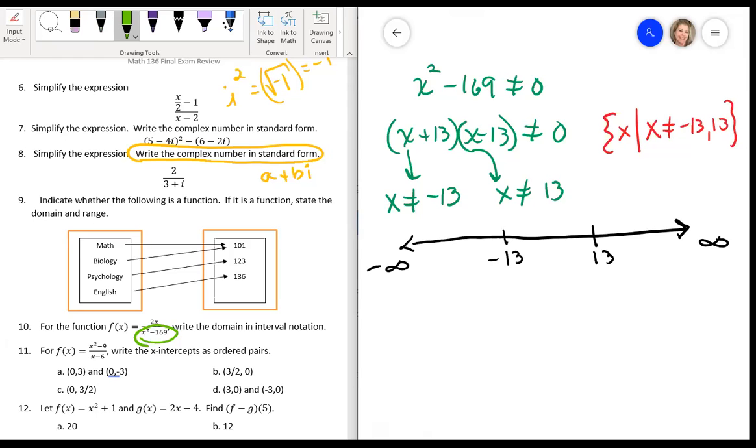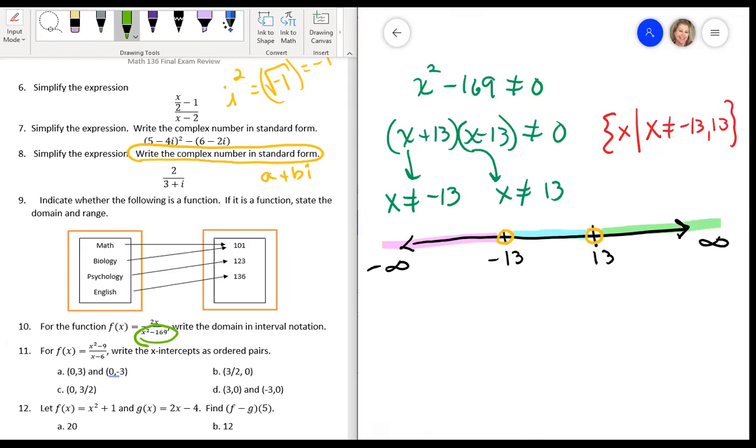Those are the two numbers that you cannot let x be. If you remember algebra in high school, they used to use open circles and solid dots. So for this, I'm going to do that. I'll use a highlighter. I can go from here up to the negative 13, but not include it. Then I can go between the negative 13 and the positive 13, but not include either of those. And then I can go from 13 to infinity.